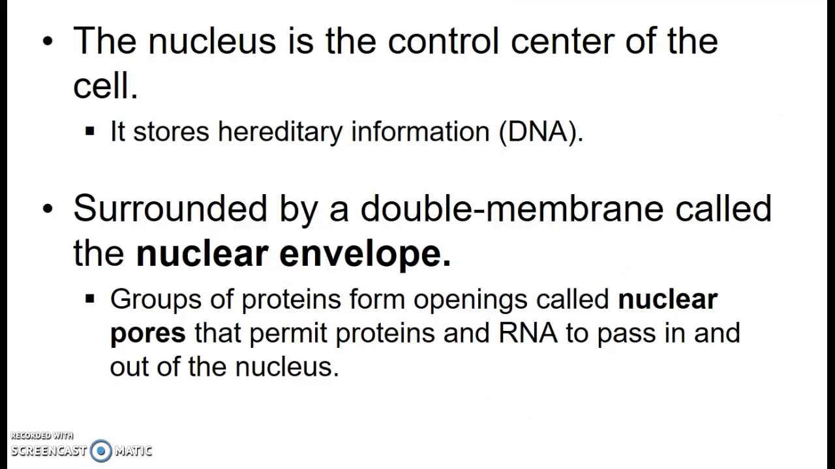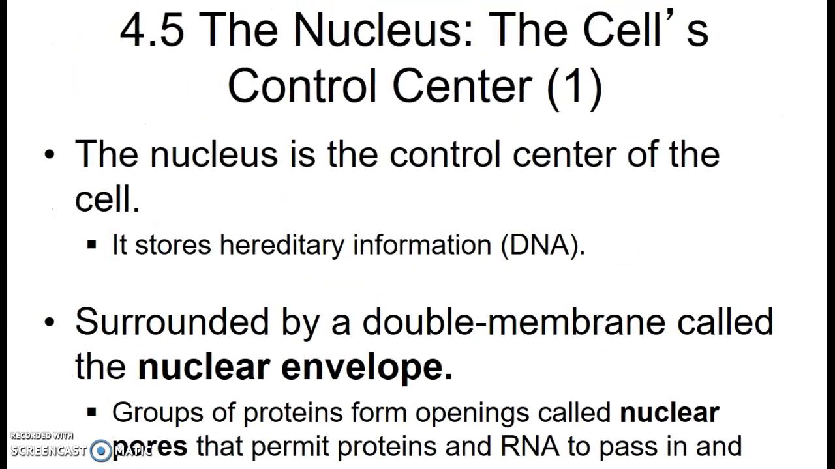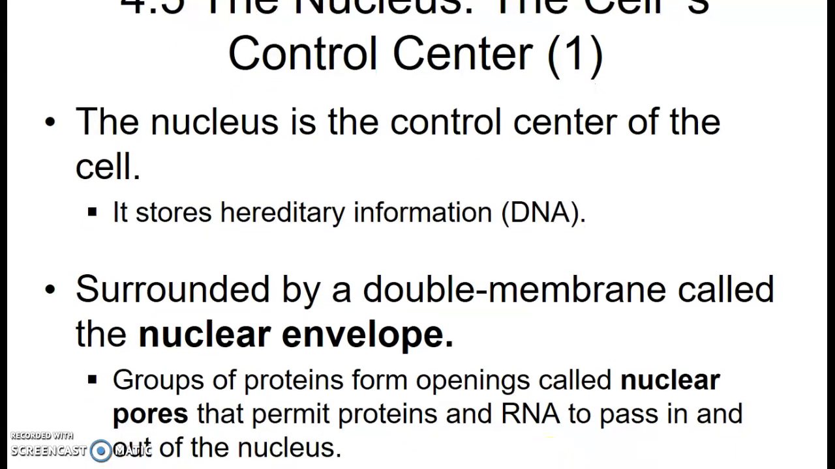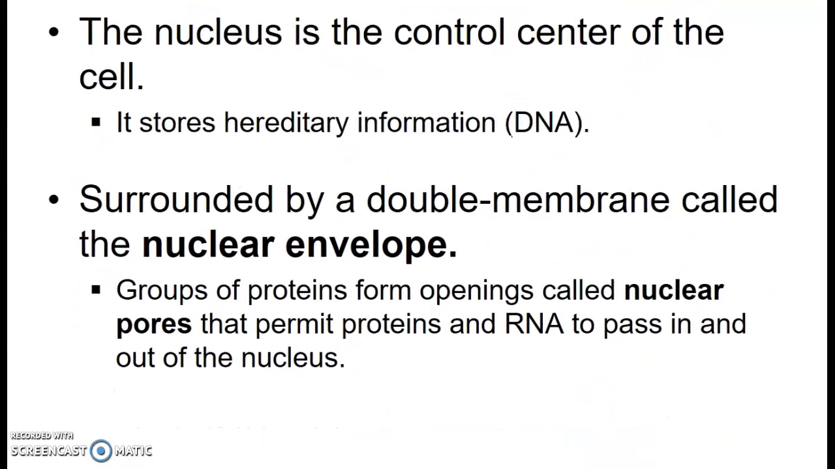So the next cell part is the nucleus, and we're doing eukaryotic cells right now. We know that because they have membrane-bound nuclei. So the nucleus contains the DNA. It's thought of as the control center of the cell, and it's surrounded by a double membrane, which is called the nuclear envelope, sometimes the nuclear membrane. And there are groups of proteins in the nuclear envelope that form openings or pores called nuclear pores, and those allow proteins and RNA to move in and out of the nucleus.